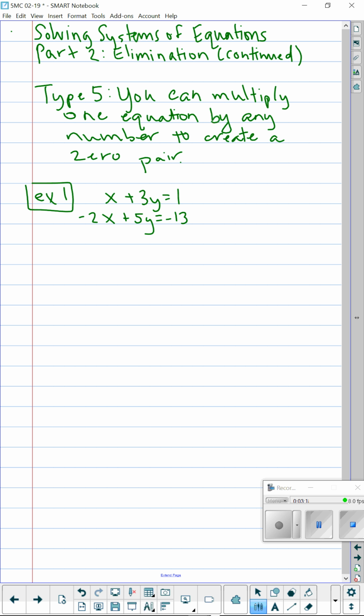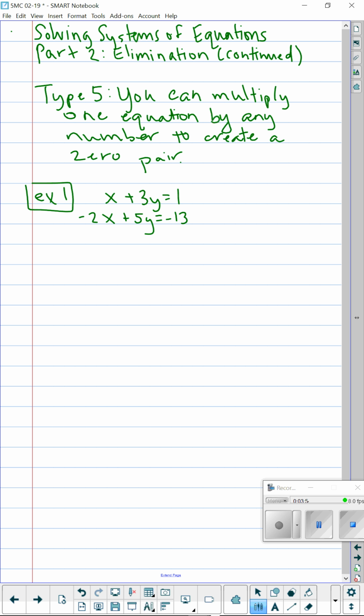So clearly we can see that we don't have equations that start with x equals or y equals something. We don't have a zero pair in the x's. We don't have a zero pair in the y's. Obviously, neither the x's nor the y's are exactly the same. So now we look to see what we could multiply one equation by in order to still create the zero pair, because this is still elimination, so we're still trying to get rid of either the x's or the y's. And the way that we do that is we create a zero pair.